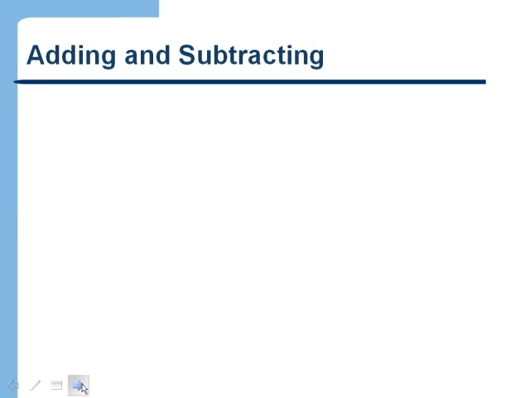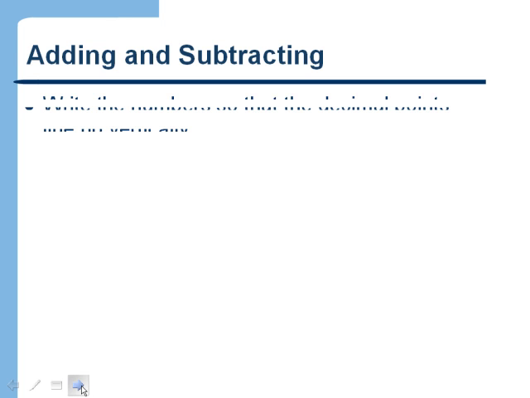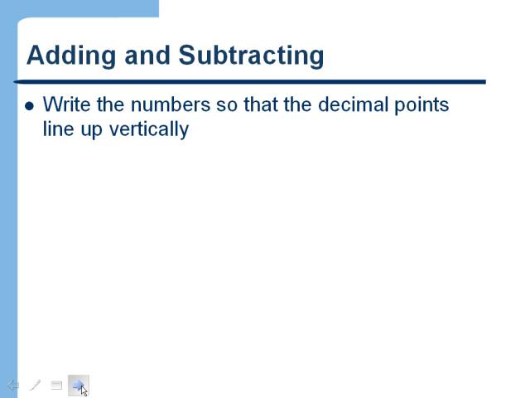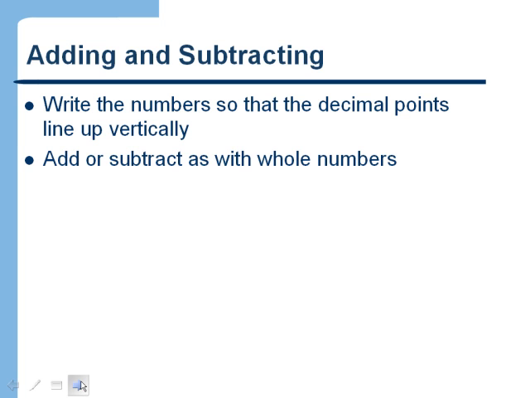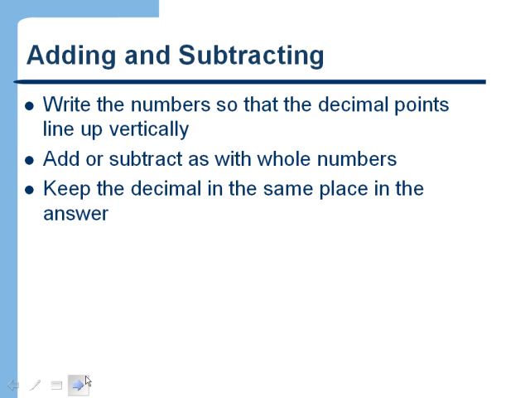Let's look at what we need to do if we want to add or subtract decimals. So when we've got numbers that are decimals, the first thing we do is write down the numbers so that the decimal points line up vertically. Then we simply add or subtract the numbers as we would with whole numbers. And we make sure to keep the decimal in the same place in the answer that it was in the numbers that we were adding.